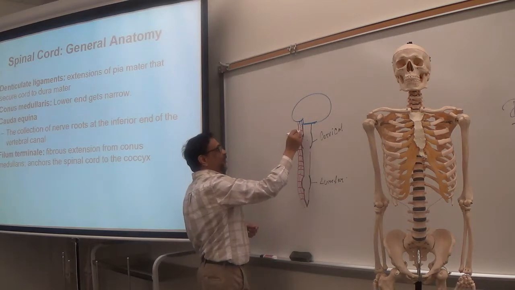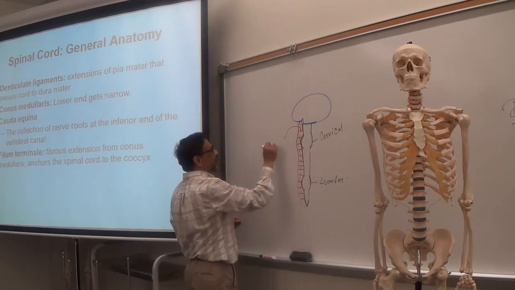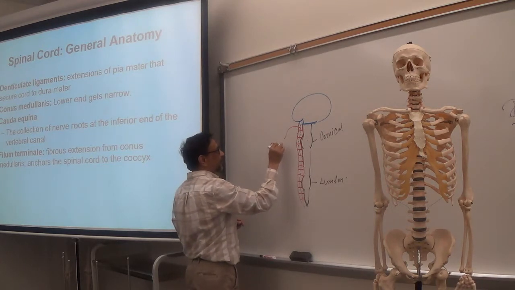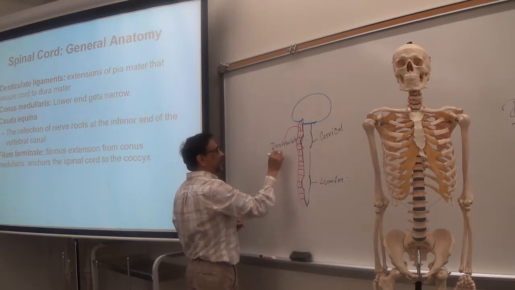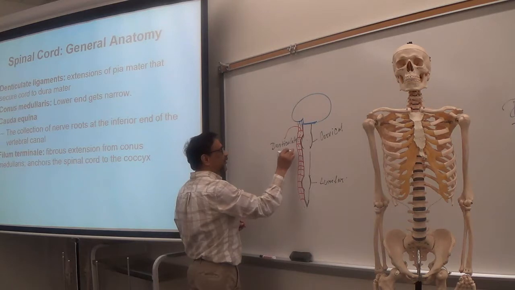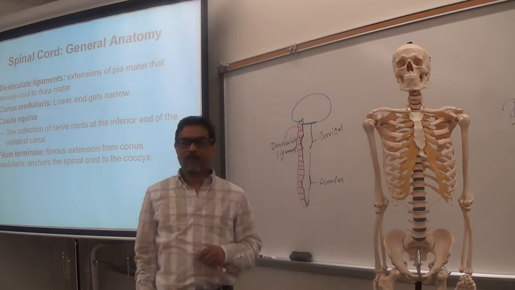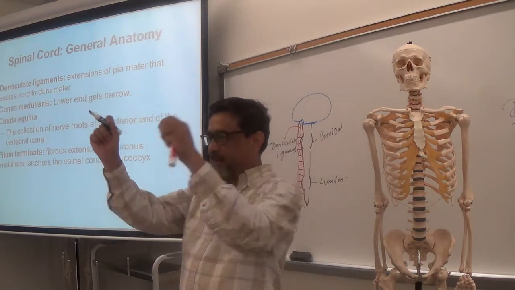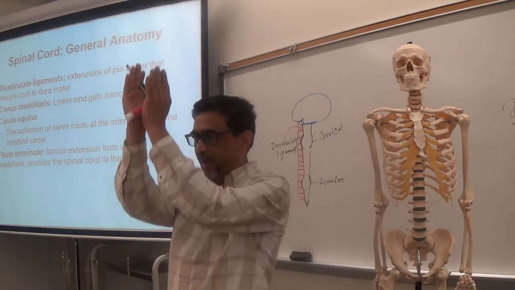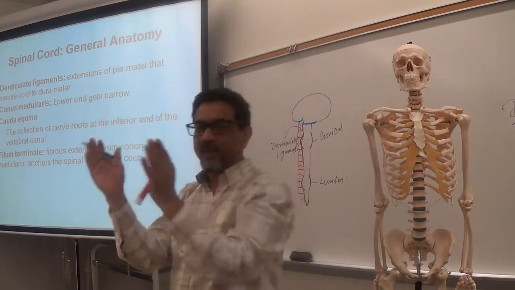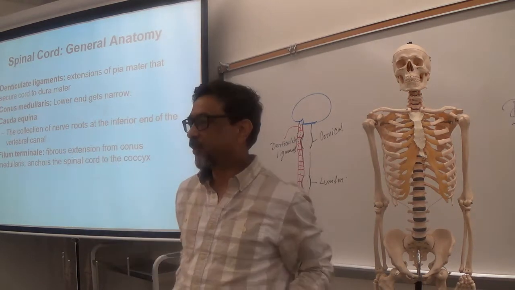Okay, so these are called denticulate ligaments. Okay, from pia to dura. So basically, tying the spinal cord from both sides to keep the spinal cord in right location. So when you move your body, spinal cord will not move too much. Make sense? It's like, you know, tying from both sides.